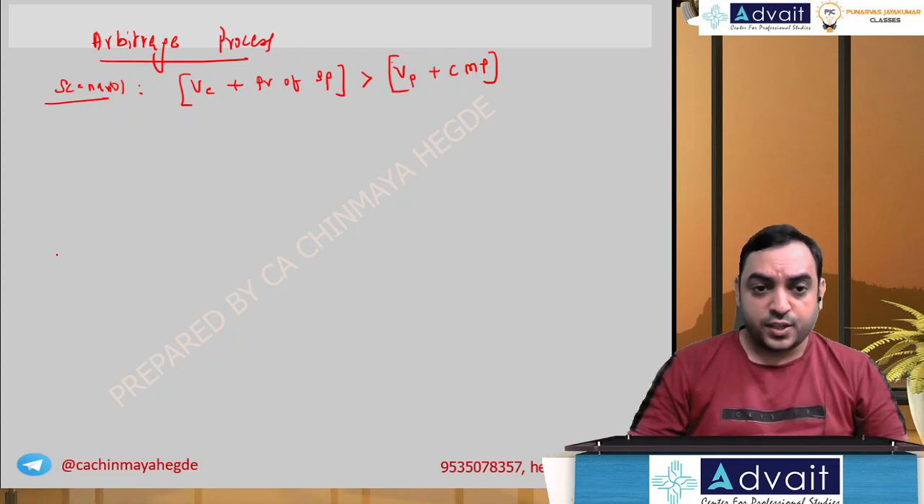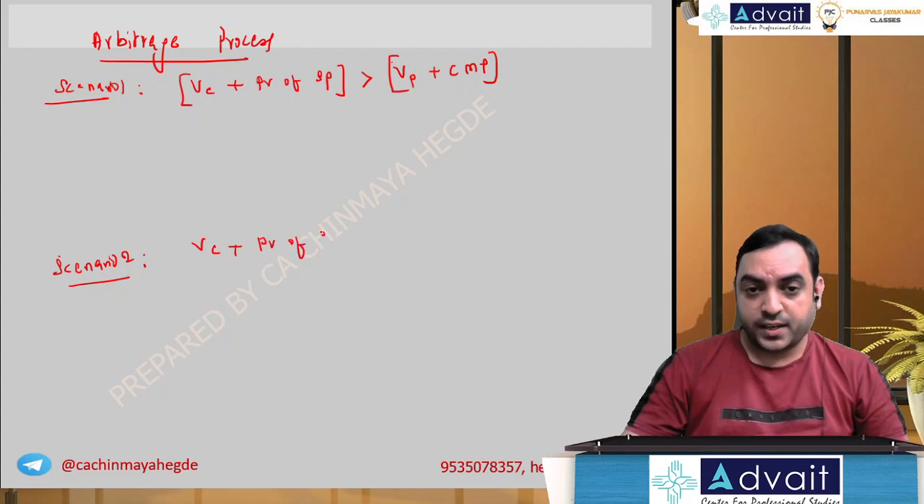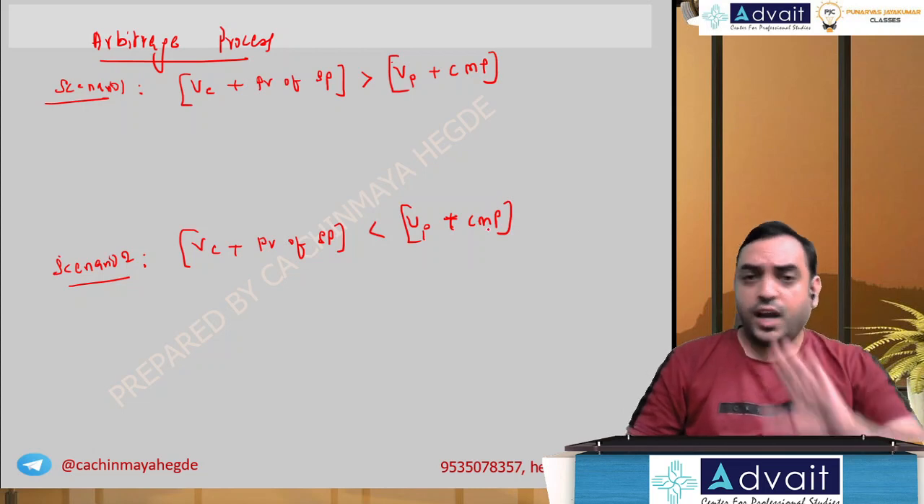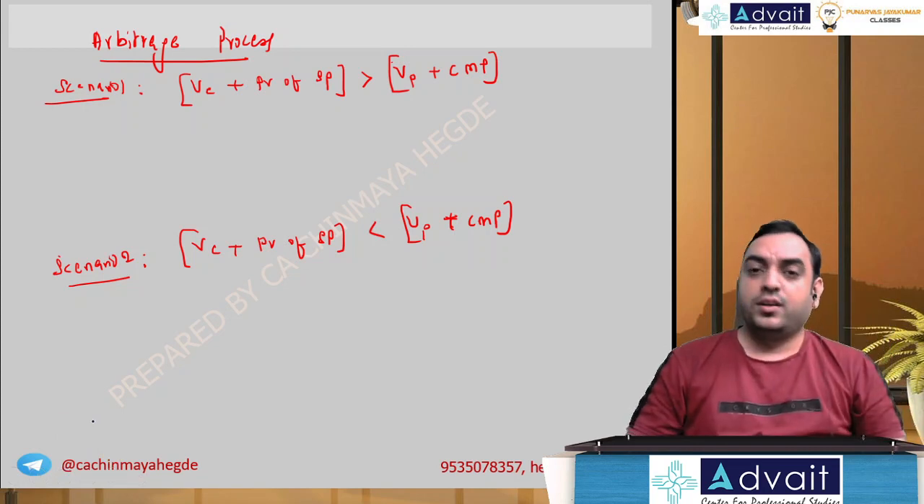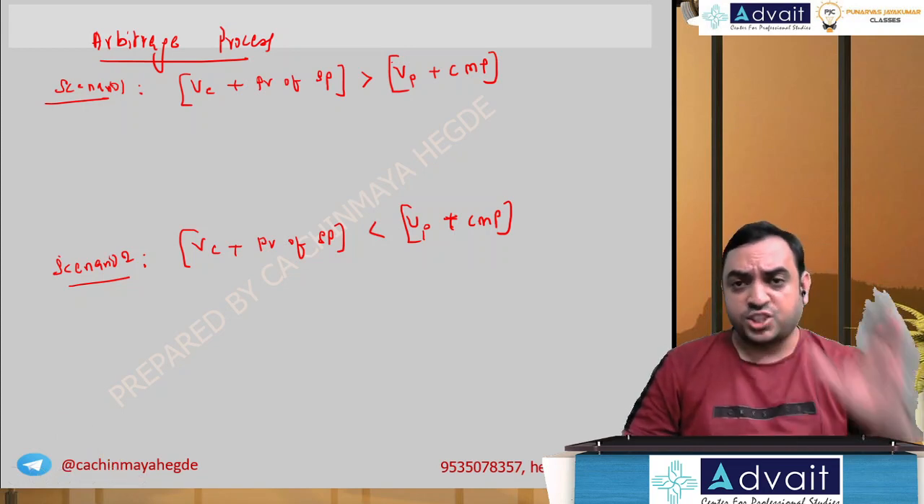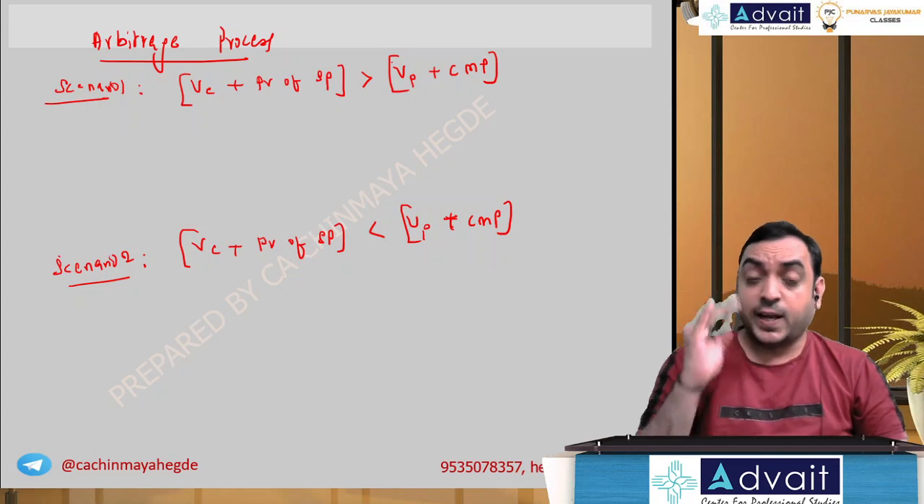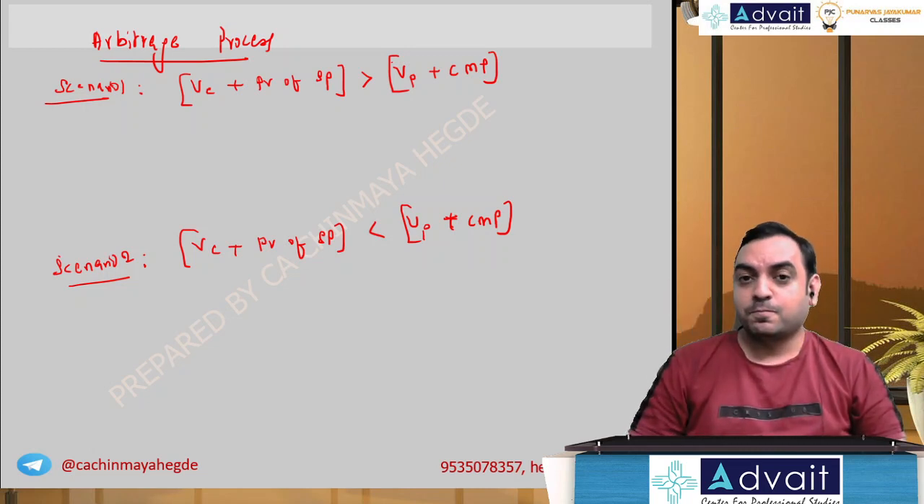Then I'll come to the second scenario, scenario 2: value of call plus present value of strike price is lesser than value of put plus current market price. Okay, only these two are possible. Now, a very simple rule. Remember this shortcut. This shortcut is not available anywhere in any textbook, any classes. I can tell you confidently. Learn this arbitrage process clearly.